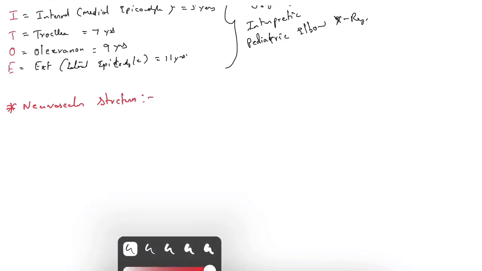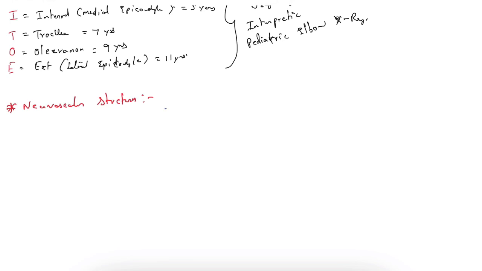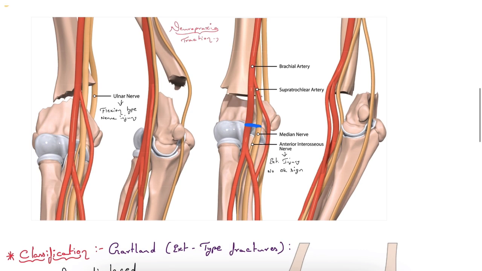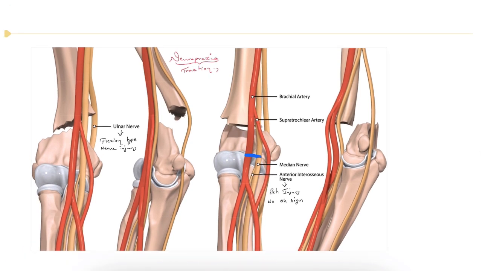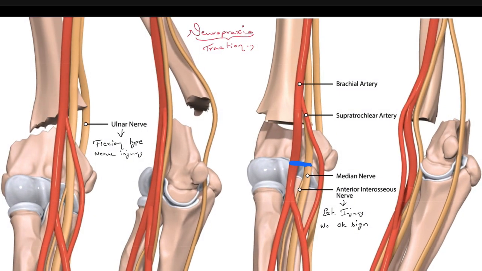Like the first one, we can see the brachial artery. This is the brachial artery. That brachial artery we can see anterior to the supracondylar region. So this has a very high risk of tear. If any fracture happens here, then that blood vessel can tear.